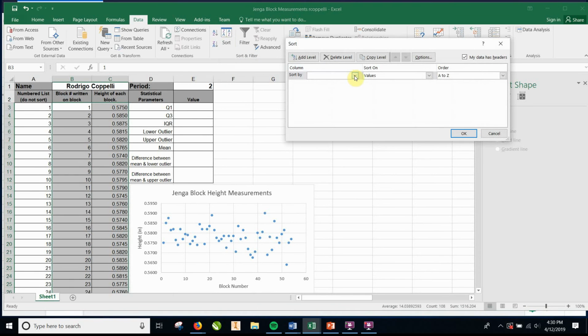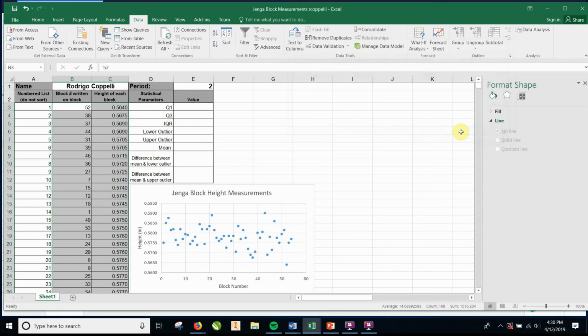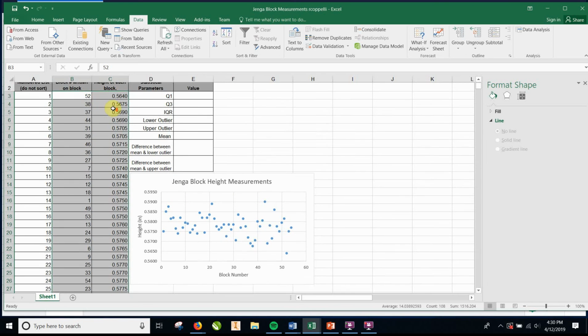And here it tells me by what column. Well, I want to sort by column C, the height of each block. Sort by values from smallest to largest. Okay, that sounds good. All right, did that. Well, now we can see that block 52 is our shortest block.